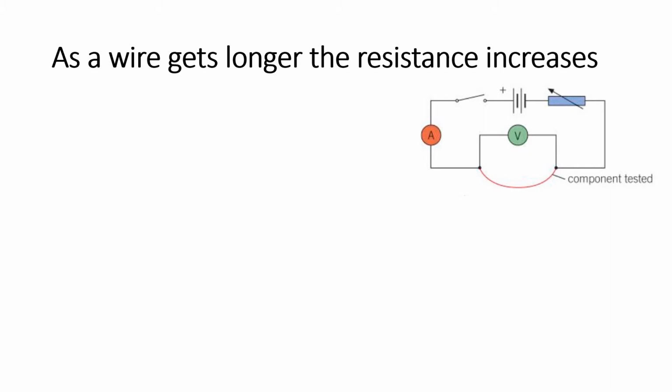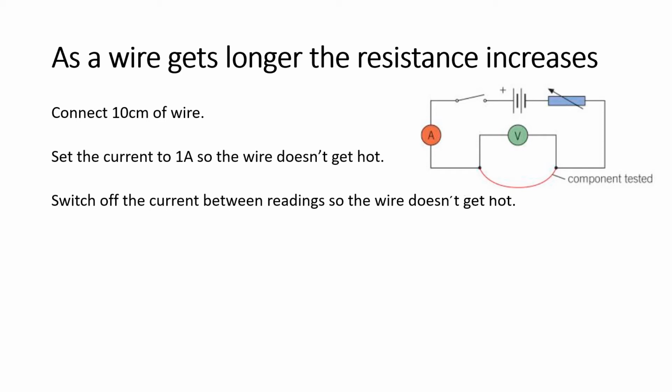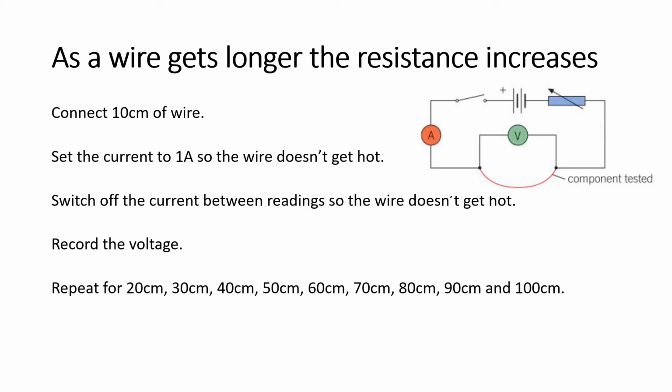As a wire gets longer, the resistance increases. And we did an experiment with this, where we looked at different lengths of wire and measured the current and voltage across them. So we connected 10 centimetres of wire. We set the current to about 1 amp so the wire doesn't get hot. And we made sure we switched off the current between readings, again so the wire doesn't get hot. And then recorded the voltage for 1 amp. And repeated this for 20, 30, 40, 50, 60, 70, 80, 90 and 100 centimetres. And calculated the resistance for each length.